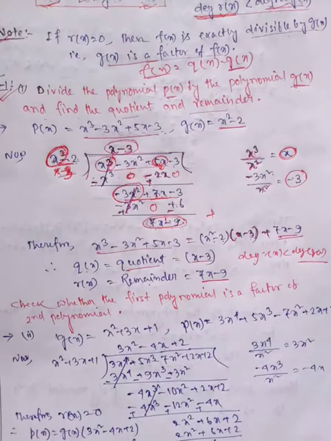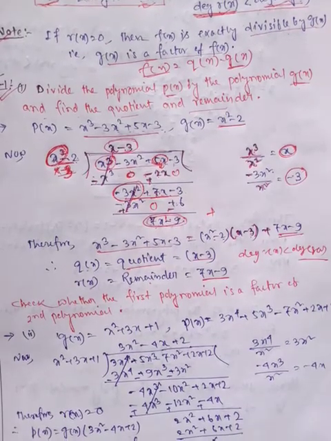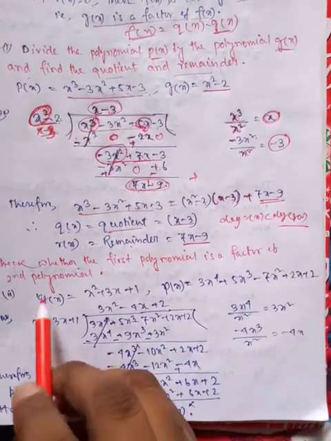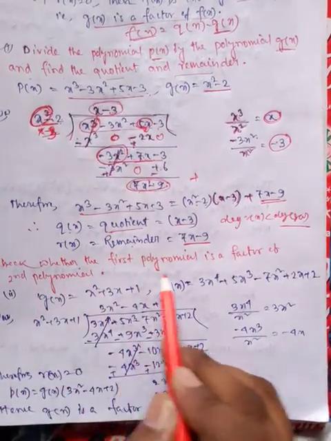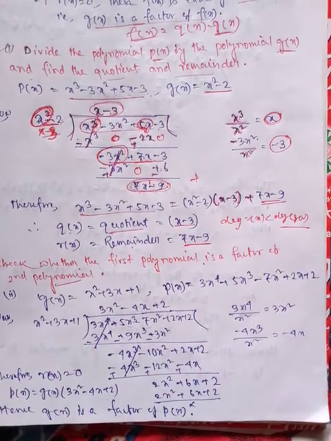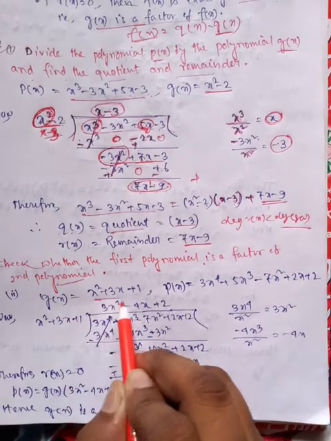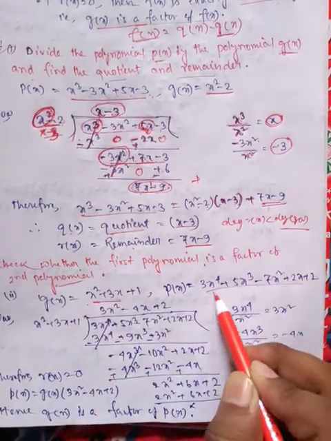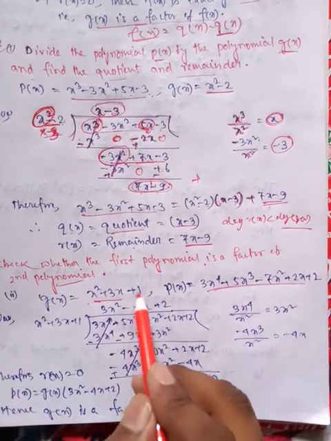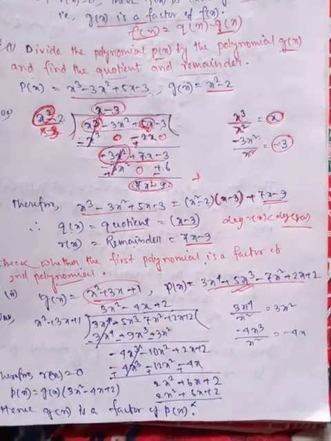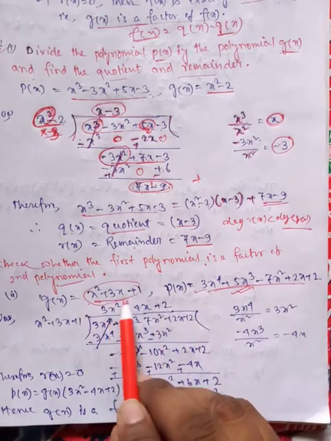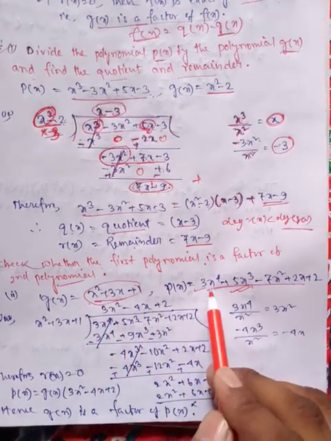Now we are doing the next question, question number 2 of exercise 2.3. The question is to check whether the first polynomial is a factor of the second polynomial. So you have to show that, of the given two polynomials, the first is gx and the second is this px, the original polynomial. The question asks whether gx is a factor of px.